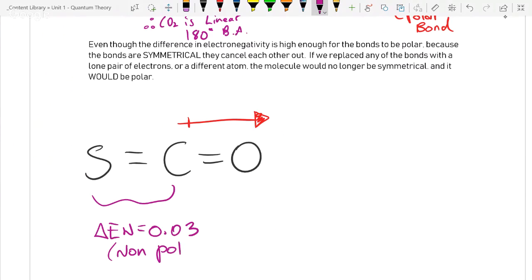So this now has only one dipole. And so if that is the bond dipole, the overall dipole points in this direction. Does that make sense? So if instead of having an oxygen there, we had had sulfur, now this thing would be polar.